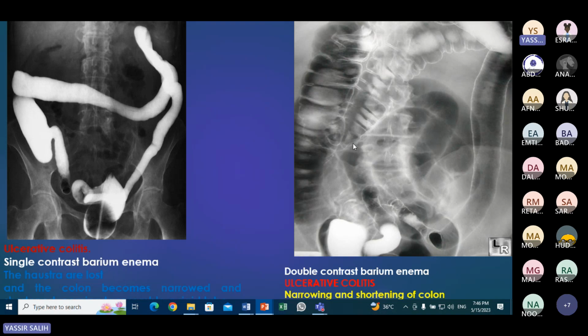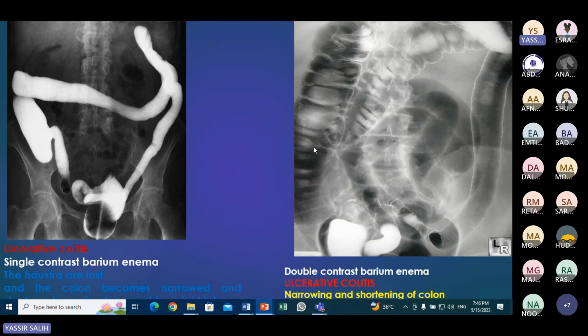We are going slowly, we will go faster for you. Okay, this is a double contrast barium enema. Double contrast barium enema. And what are the signs that you see?